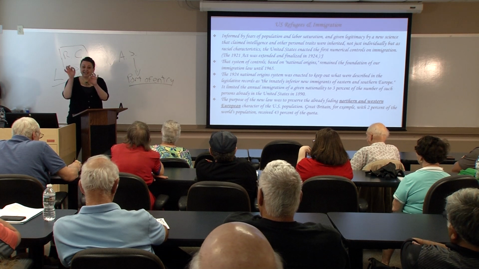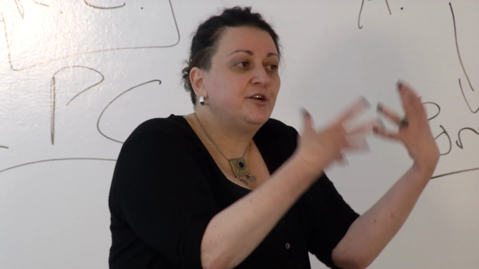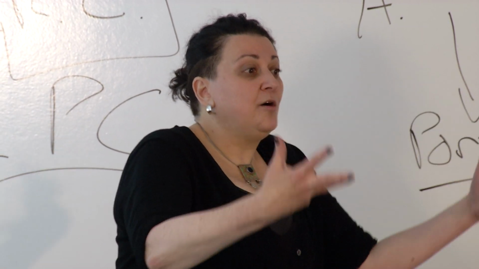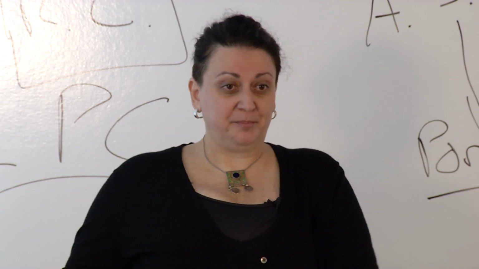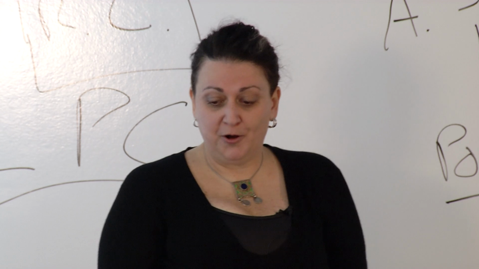They chose the census year so they would get a formula that would create quotas that were huge for Northern Europeans and zero for everybody else, right? So the purpose of the new law was to preserve a fading Northern and Western European character of the US population. So Great Britain, for example, has 2% of the world population, but received 43% of the quota.